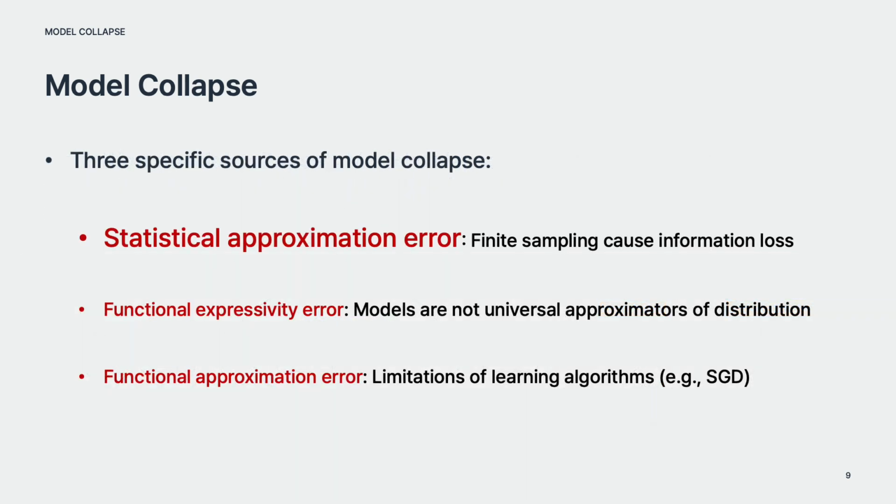There are three sources that contribute to model collapse. The first is statistical approximation error caused by finite sampling. Even a perfect model cannot recover patterns that are never sampled. The second is functional expressivity error, since real models cannot represent arbitrary distributions. The third is optimization error arising from limitations of learning algorithms such as stochastic gradient descent. Crucially, model collapse can occur even if the latter two sources are removed.